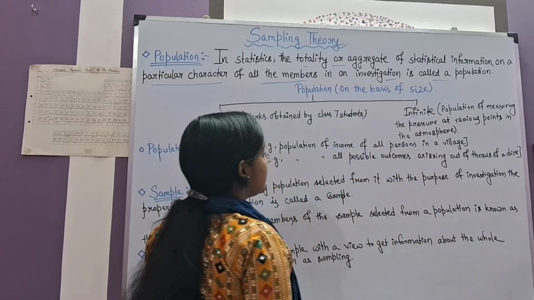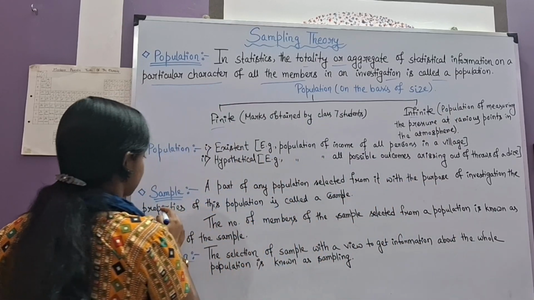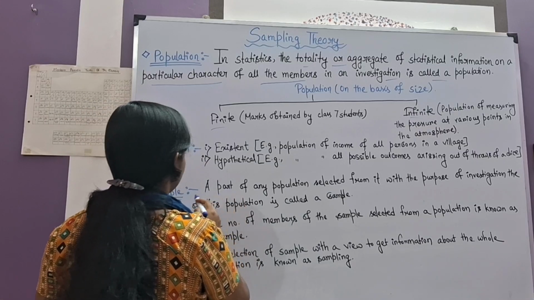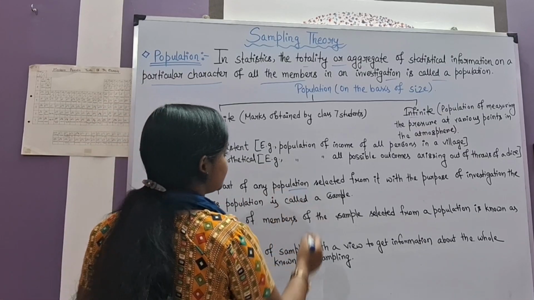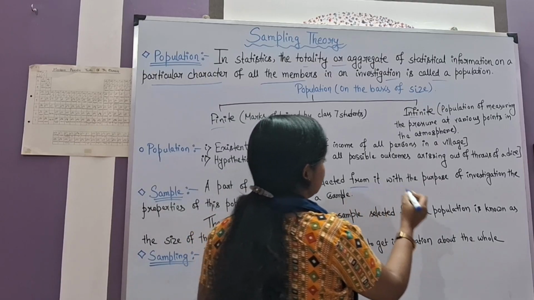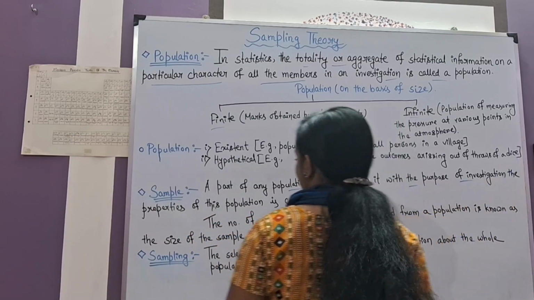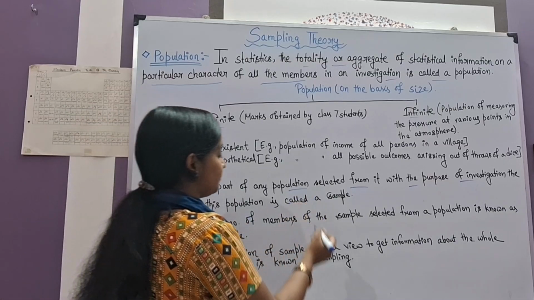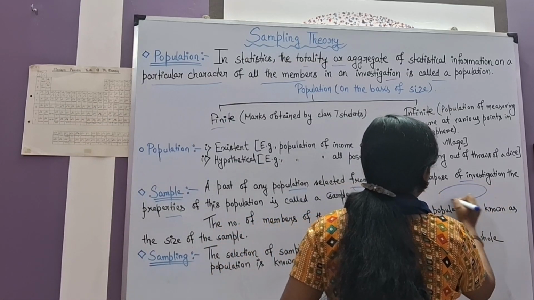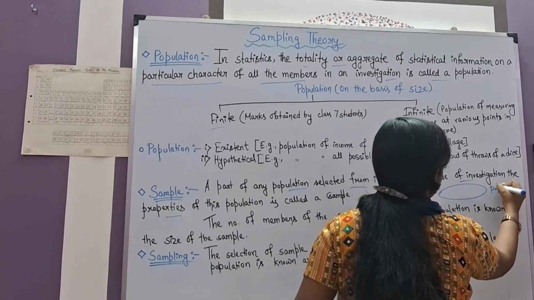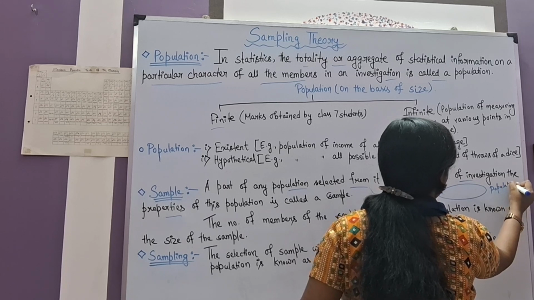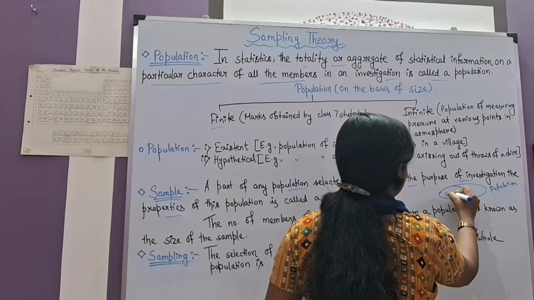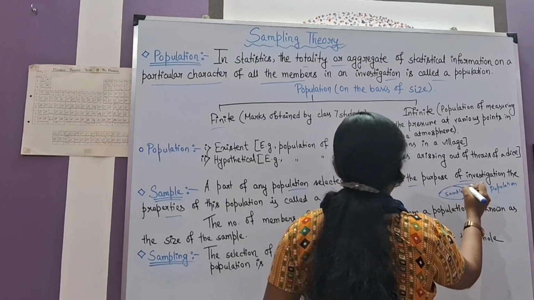For understanding size, at first we have to understand what is sample, then we are going to understand about size. A sample is a part of any population selected from it with the purpose of investigation. The properties of this population is called sample. For example, or for assumption, we are going to choose this as population and let this be the sample.